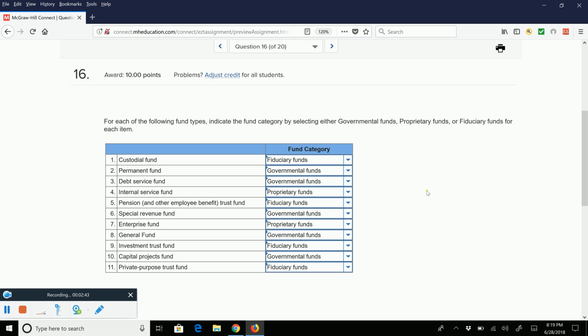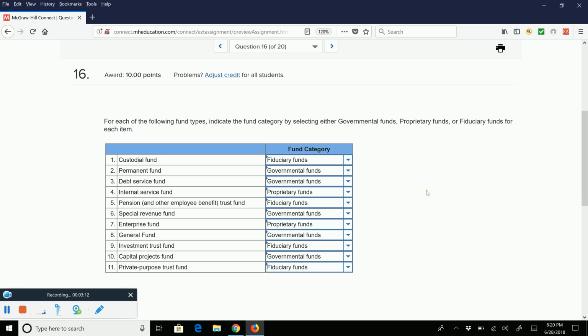The proprietary funds, on the other hand, are enterprise funds and internal service funds. Enterprise funds are where the government provides a voluntary service to the residents of the community for an additional user fee. Examples: water utilities, bus system, subway system, toll road, toll bridge, golf course, and the like.